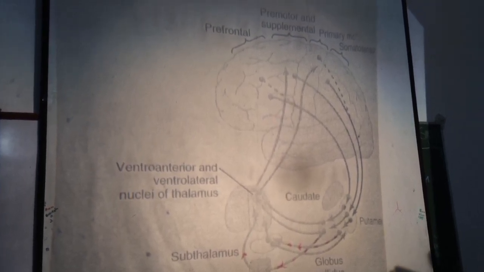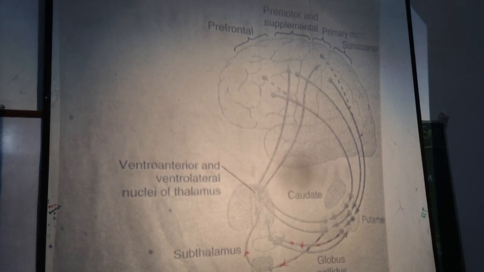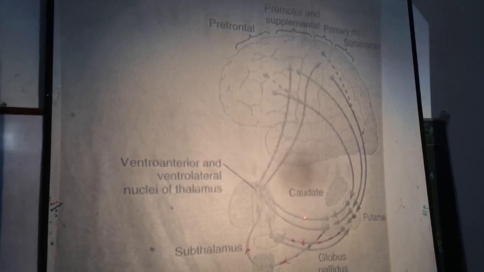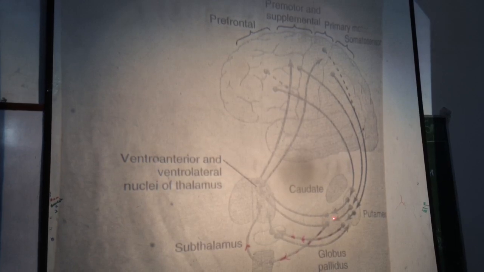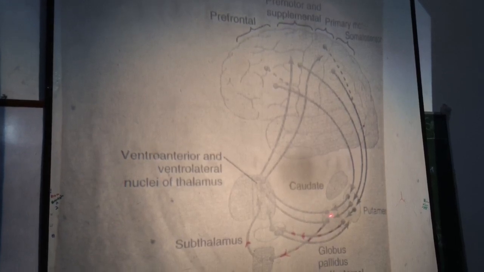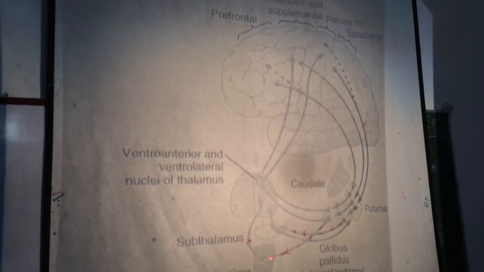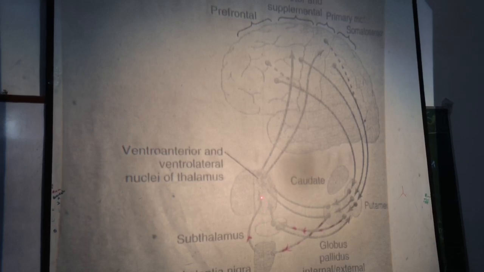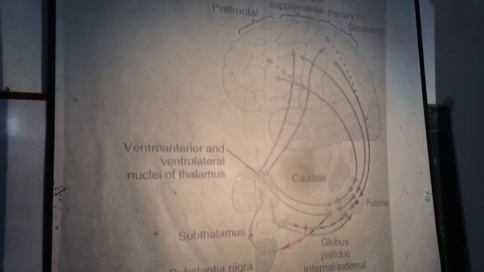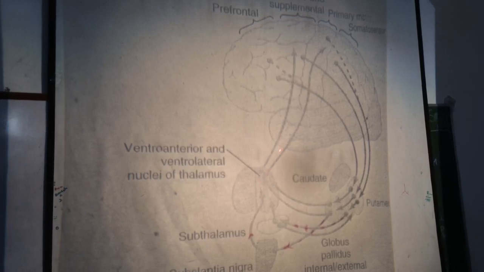Now, in addition, there are associated connections with this circuit. From the globus pallidus, nerve fibers go to the substantia nigra, then to the ventro-anterior and ventrolateral thalamic nuclei, and from here to the cerebral cortex.